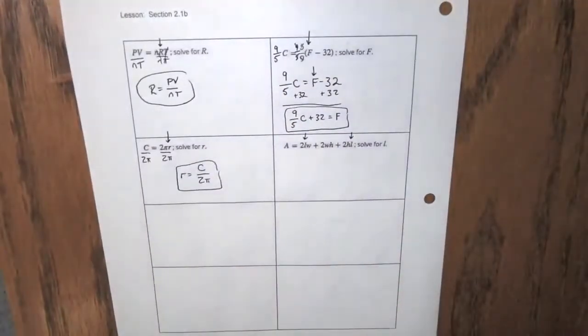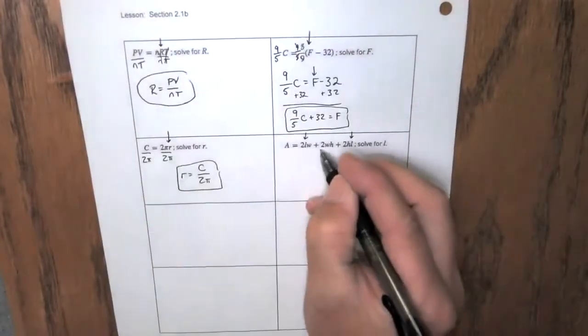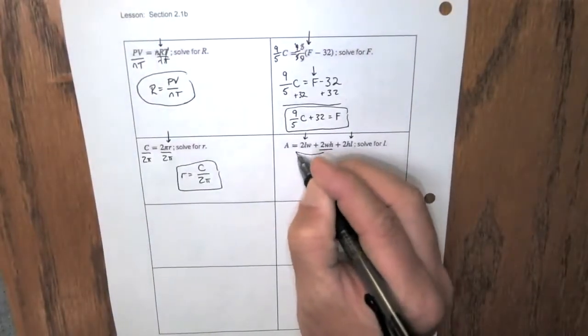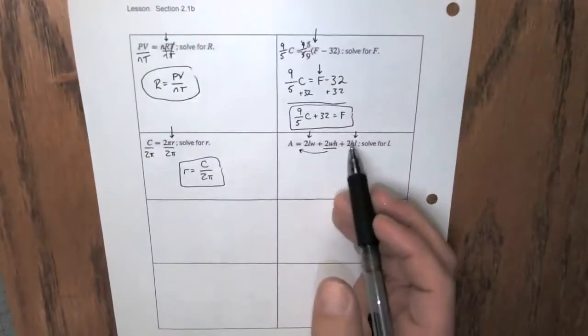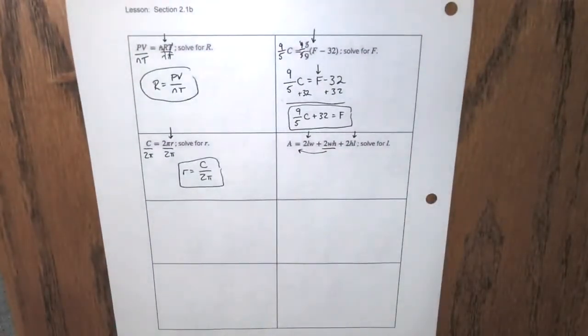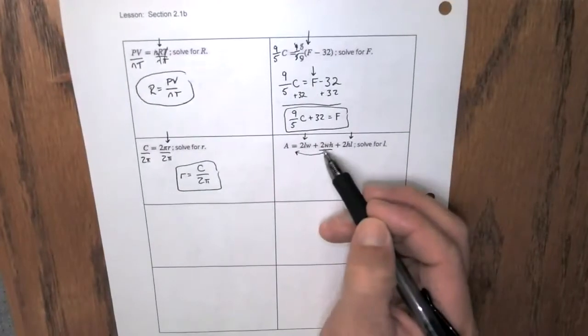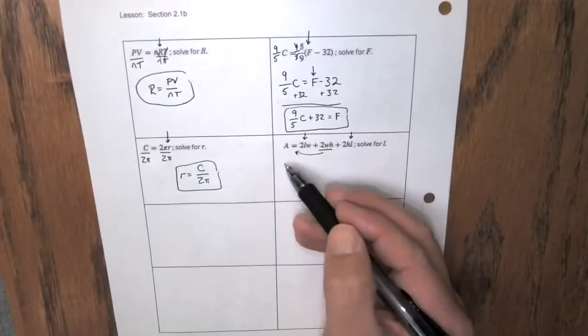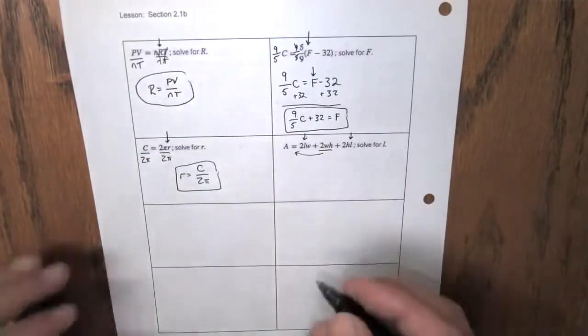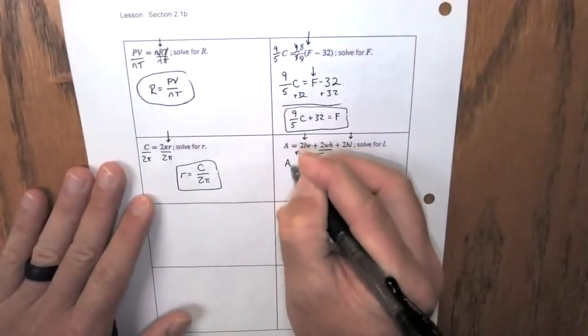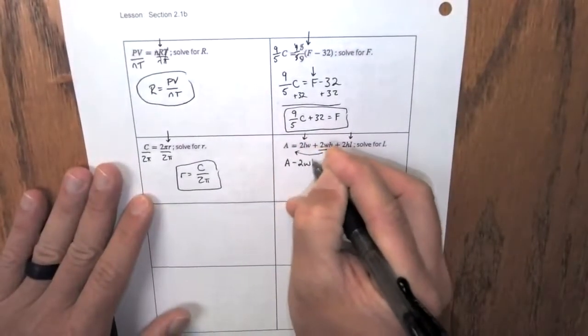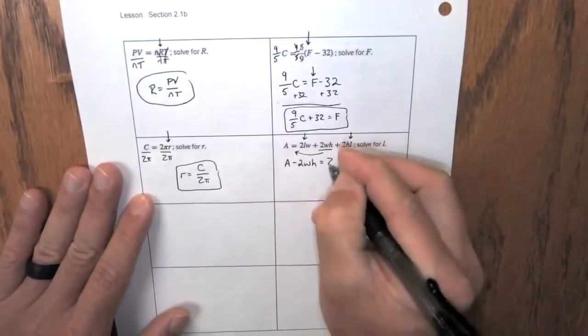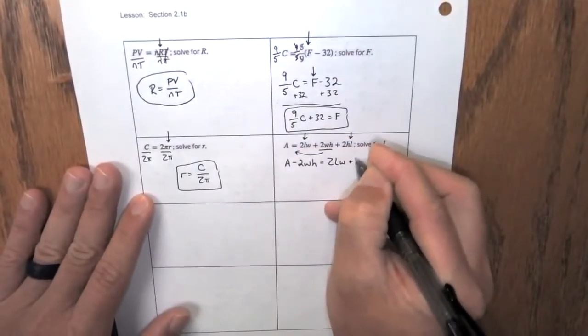When you have multiple L's, or multiple things you're solving for, get everything else that doesn't have anything to do with that, and that's this, to the other side. But these two can stay on this side. So if it's plus 2WH, how do I get that to the other side? Subtract. So I'm going to go A minus 2WH, and that's equal to 2LW plus 2HL.